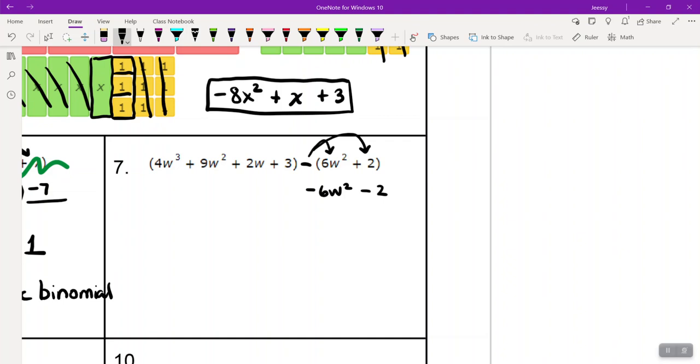So now, which term should we start out with? Which one has the highest degree? Which one? Yes, 4w cubed. Is there another one that has a w raised to the 3rd power? No, so that's the only one there. Okay. Is there another quadratic term?